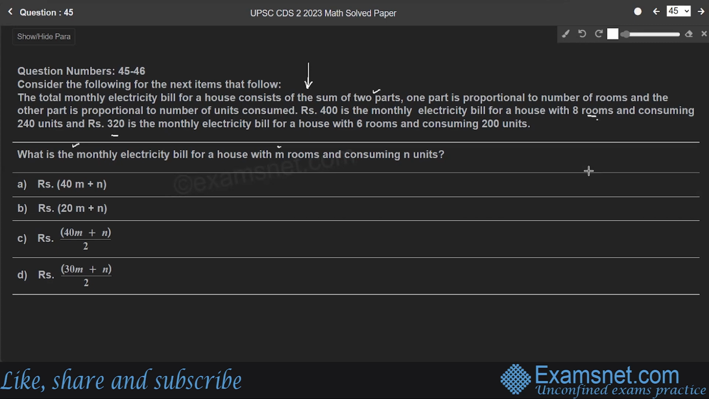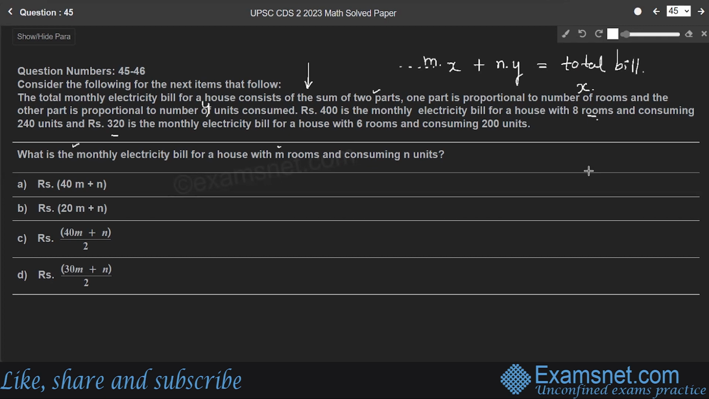So here in the question it is given that the electricity bill consists of sum of two parts. Let one part be x, which is proportional to number of rooms. One part of the bill be x, and another part is proportional to number of units consumed. Let it be y, so that number of rooms, let it be m, into x plus number of units consumed n into y is equal to the total electricity bill.